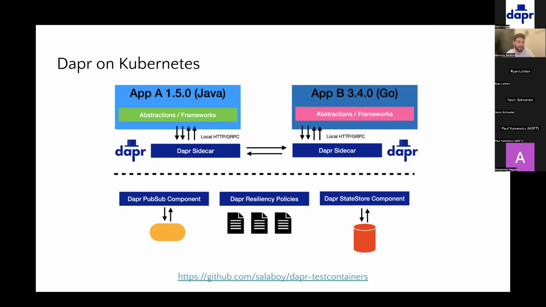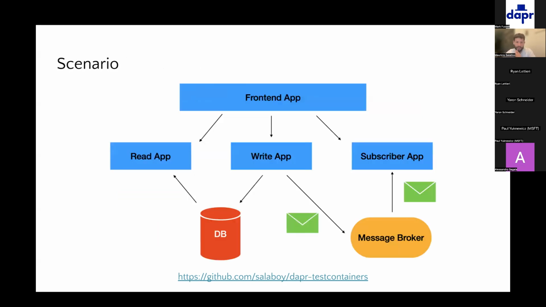I wanted to get the same thing for Java or Go or .NET developers, but without introducing the CLI aspect of it. I wanted to make it more native to the tools that they were using. So I decided to create a very simple application using the state store and PubSub APIs, using databases and message brokers to store data, read data, and then subscribe to notifications. And to make it a little more colorful, I created a front-end application that uses service-to-service invocation to access all these backend services.